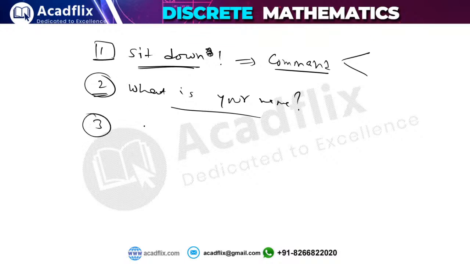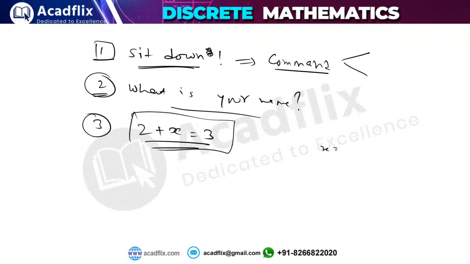Now we can take another example. For example, we can see 2 plus x equal to 3. Now this is also not a proposition. Why? Because you cannot say whether it is true or false. The truth value of this sentence will depend on the value of x.